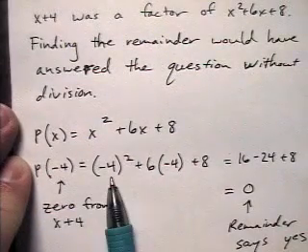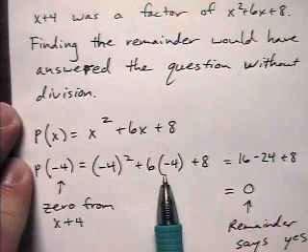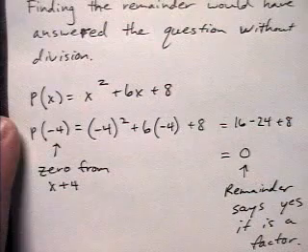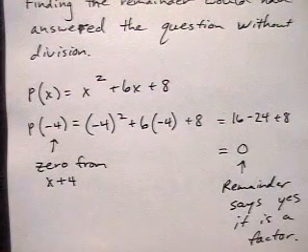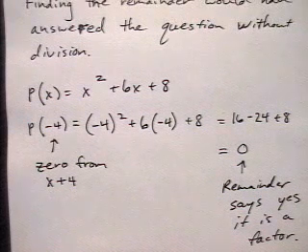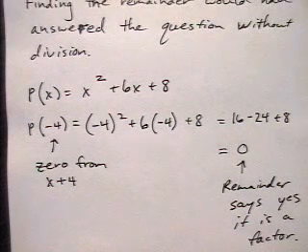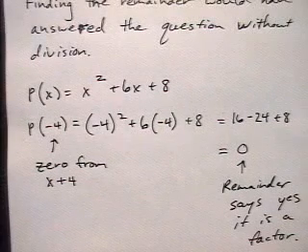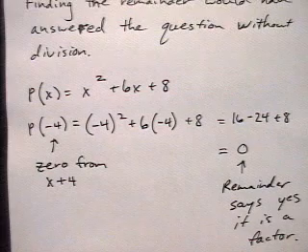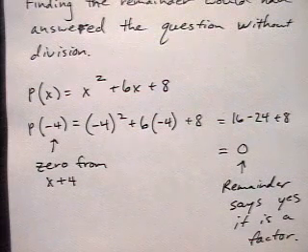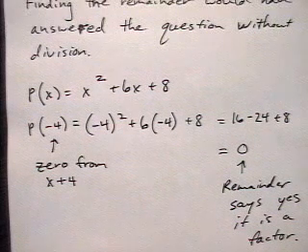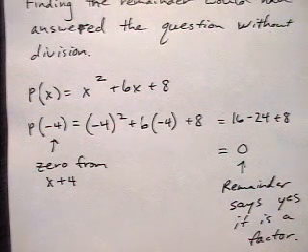If you plug in negative 4 here and here, we get 16 there and negative 24 here and 8 obviously at the end. And those all add up to 0. The remainder is 0. Therefore, the remainder theorem helped me answer the question. And now I can say, yes, x plus 4 is a factor of x squared plus 6x plus 8. So the remainder theorem just went quicker. And those are all the notes that we have for section 6.3. And we'll bring those notes with you tomorrow in class.